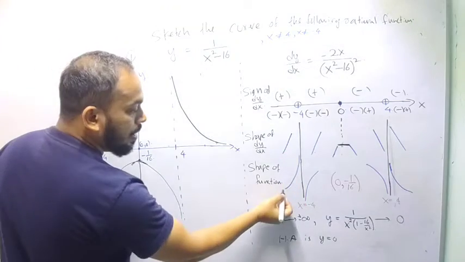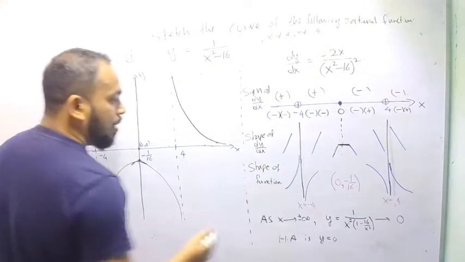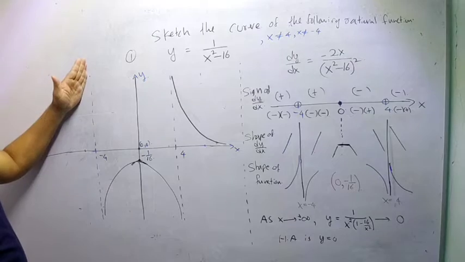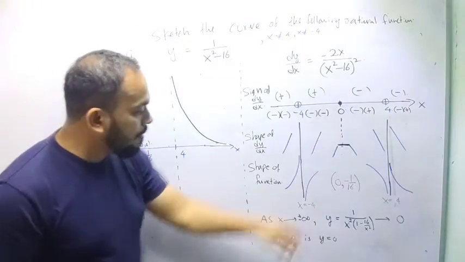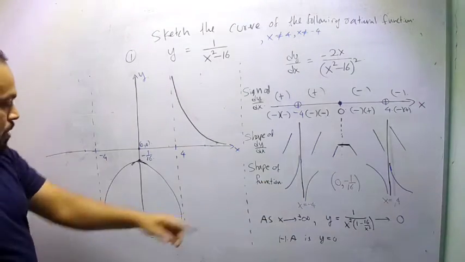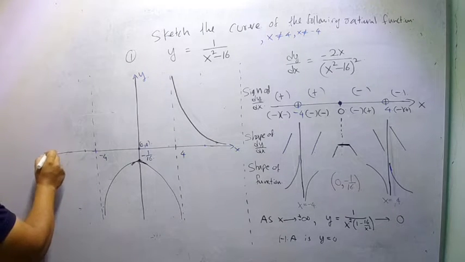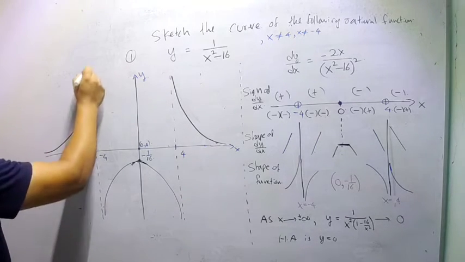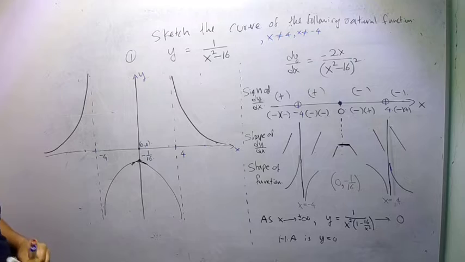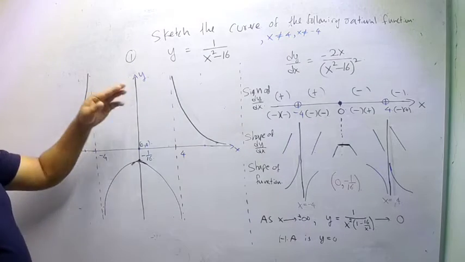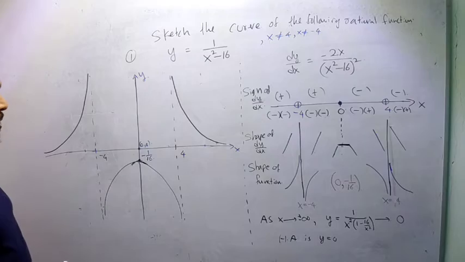On this side, it's the same thing. You can see the function will approach the vertical asymptotes as it moves towards positive infinity, so it will be increasing, and the horizontal asymptote is y equals 0. So it goes like this. Okay, right. So this is the shape of the curve of the given rational function.